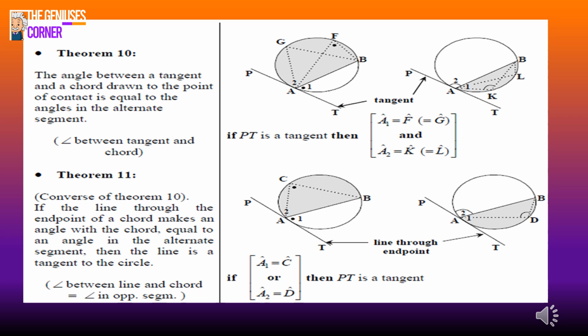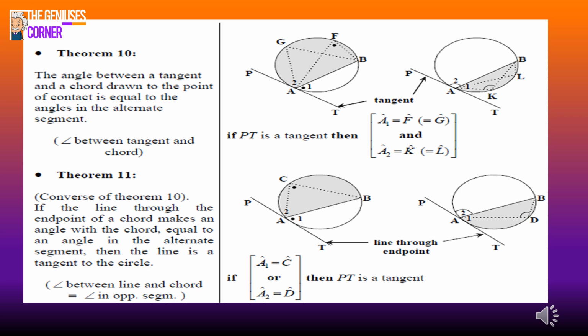Now we also have another theorem which is called the tan-chord theorem. This is used or loved by many people. What this theorem is saying is just that the angle between a tangent and a chord is equal to the angle subtended by the same chord in the alternate segment.